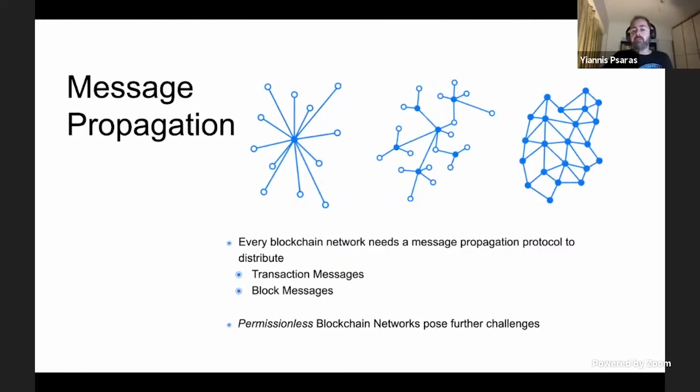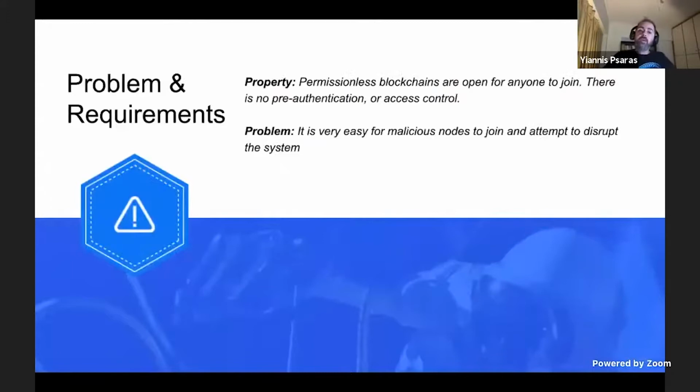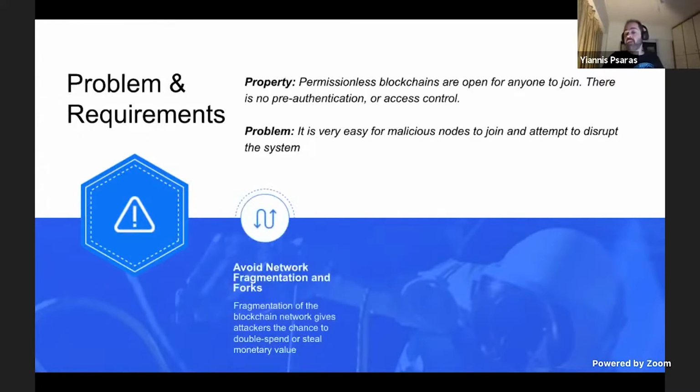When we're dealing with permissionless blockchain networks, such as the Filecoin one or others, Ethereum or Bitcoin, there are several features of those networks that we need to take into account. Permissionless blockchains are open for anyone to join. There is no access control, which makes it really easy for malicious nodes to join the network and try to disrupt its operation.